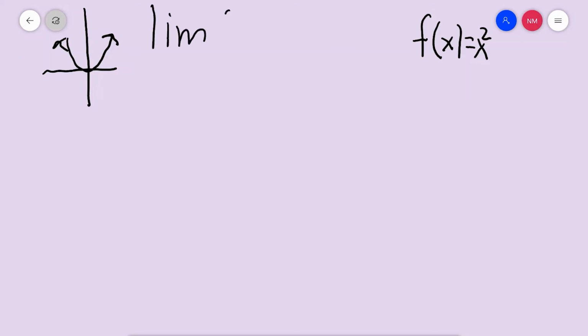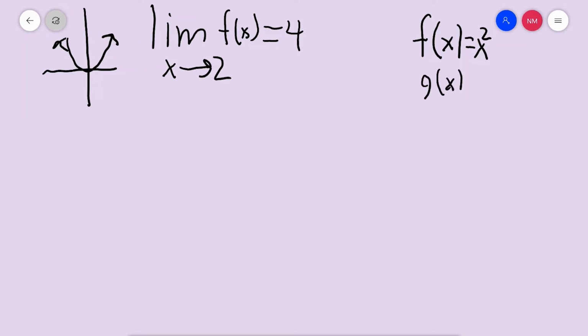Now I'll set f of x equal to x squared. And I'll graph it right here. So let's find the limit of f of x as x approaches 2. And since x squared is a continuous function, we can just plug in 2 and we'll find the limit to be 4.